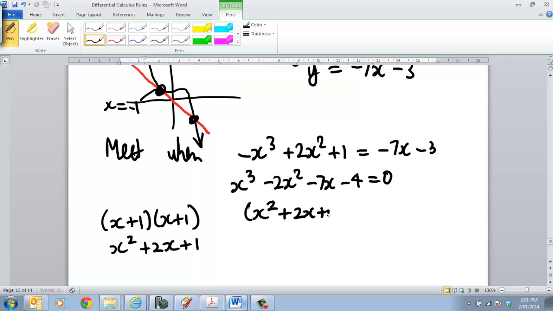So therefore what we know is two of our factors for this thing here are x squared plus 2x plus 1. And we know the third factor, when multiplied by this, will give us this polynomial here. So what we can do is just look at those terms.